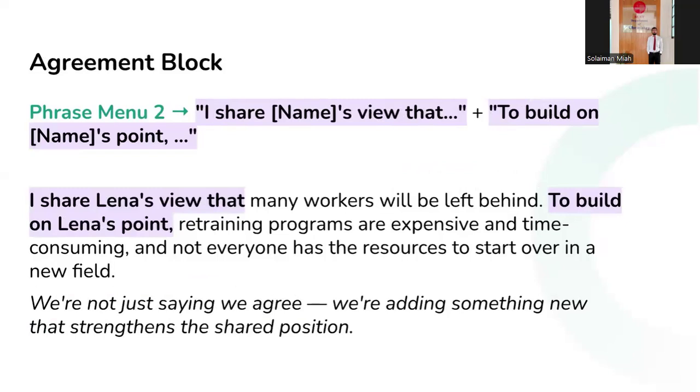Next, let's bring in our agreement with Lena. The agreeing menu gives us several options. We'll use, I share Lena's view that many workers will be left behind. That's clean and direct. It names Lena, paraphrases her idea, and keeps us moving forward. Then, from the building on section. To build on Lena's point, retraining programs are expensive and time-consuming, and not everyone has the resources to start over in a new field. We're not just saying we agree. We're adding something new that strengthens the shared position.